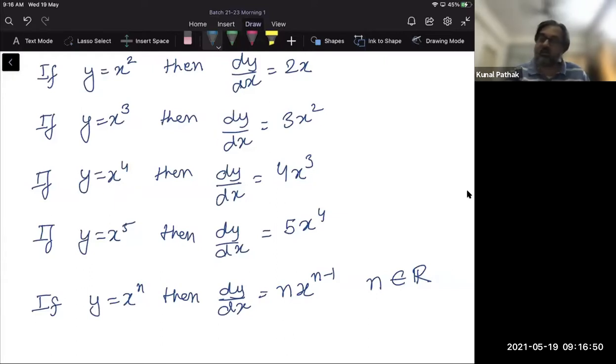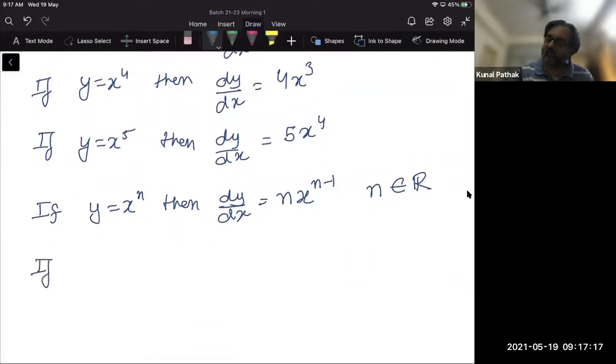If y is equal to x raised to the power n, then you want to find the slope, all you have to do is bring that power down. Bring that power down instead of having it up there, multiply it and reduce the original power by 1.